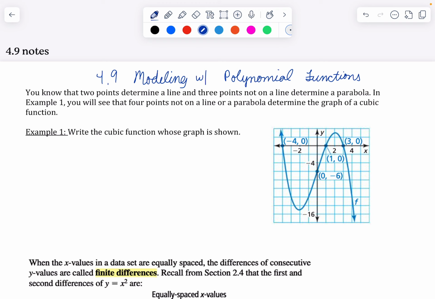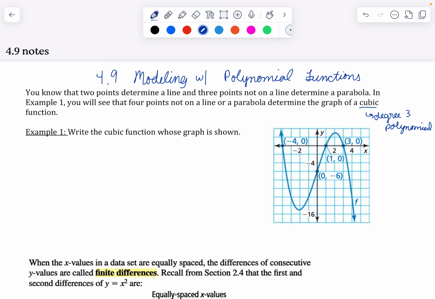All right, you know that 2 points determine a line and 3 points not on a line determine a parabola. In example 1, you will see that 4 points not on a line or a parabola determine the graph of a cubic function. Remember, a cubic function means it's a degree 3 polynomial, which means the largest power is 3. Write the cubic function whose graph is shown.